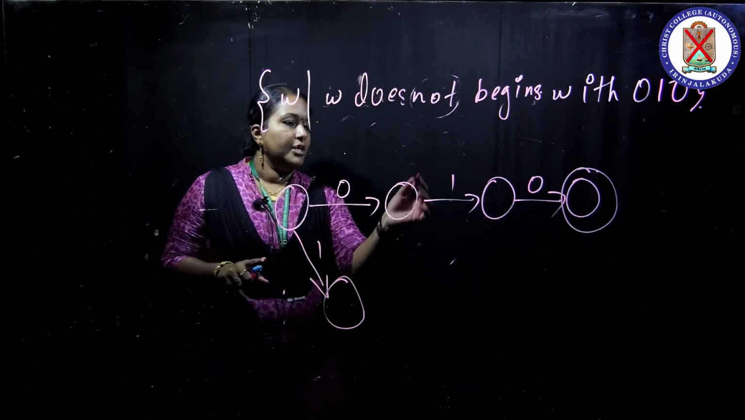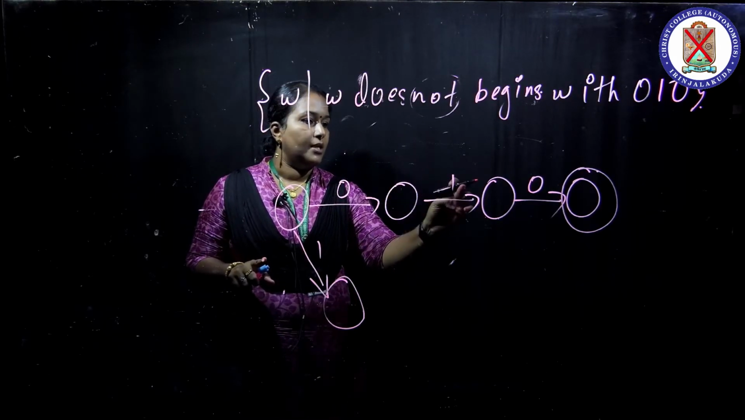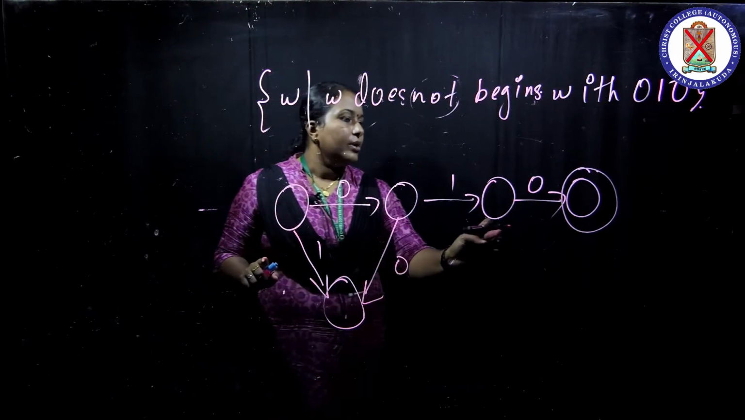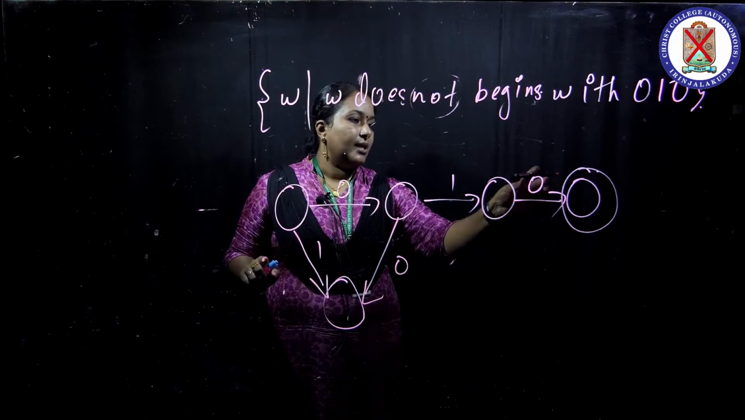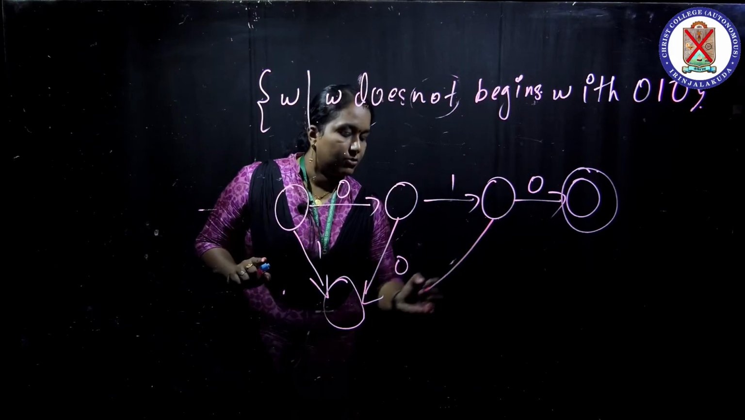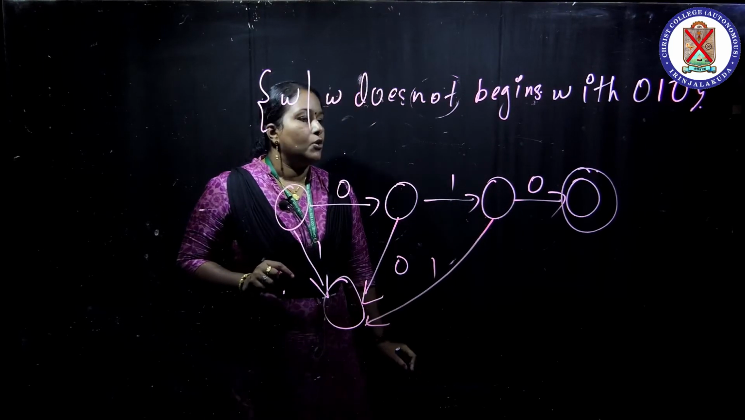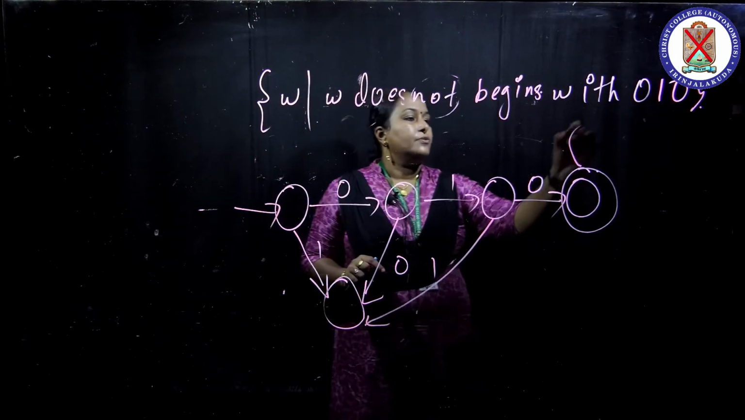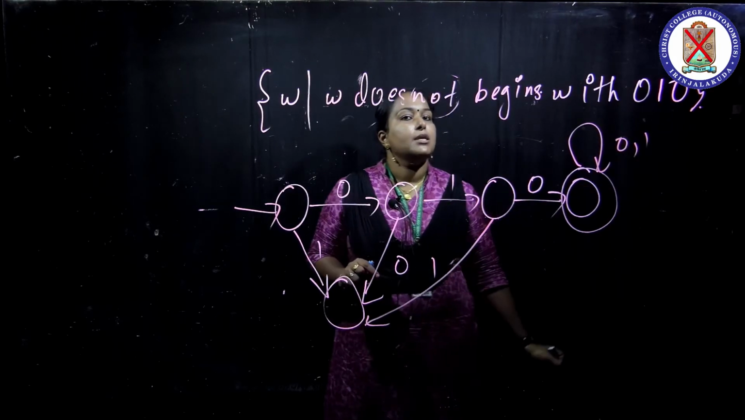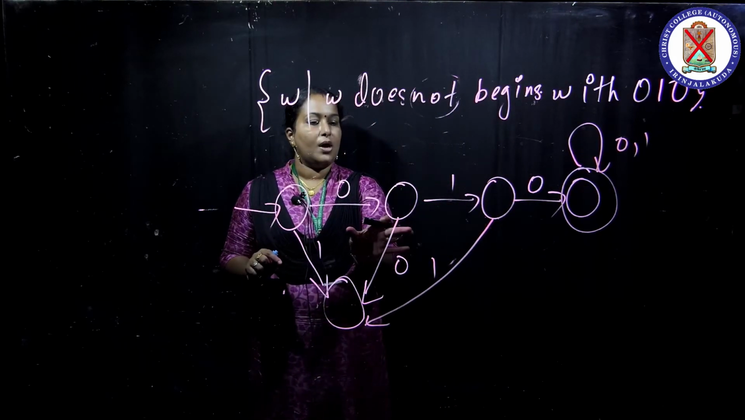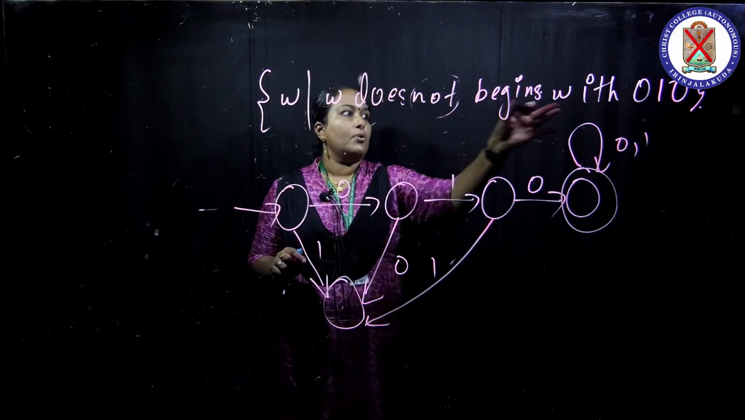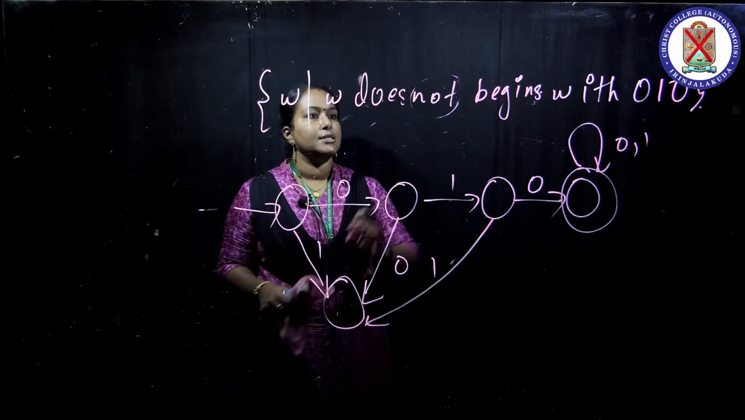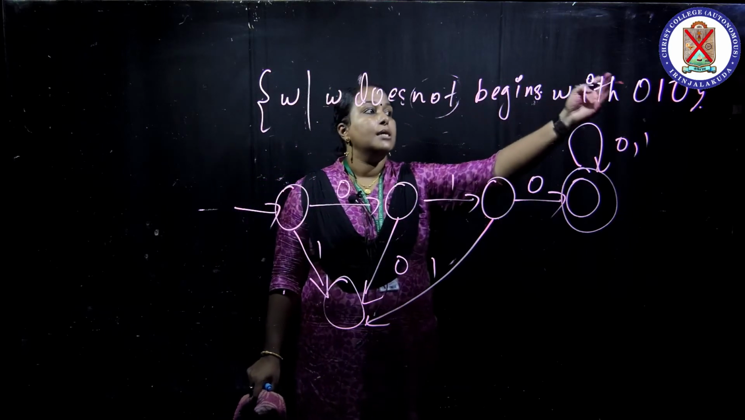Here if 1 comes, it moves to the trap state. Here 0 must be the correct pattern, so what will go to the trap state? 1 will go to the trap state. After the start symbols we can have any number of zeros or ones. You have already studied how to draw a DFA which begins with 010. Now the condition is that it does not begin with 010.